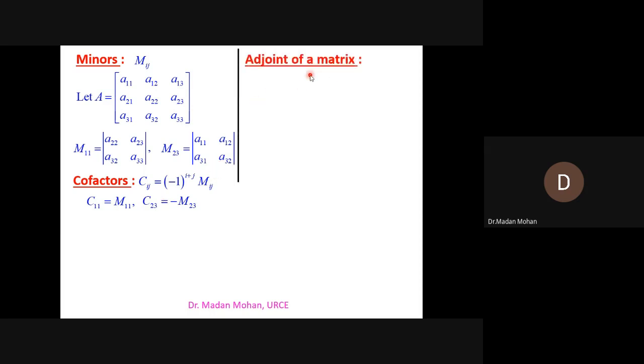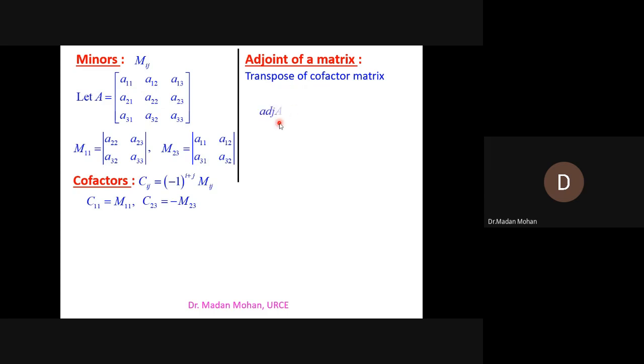adjoint of a matrix. It is another operation. Input A, output a new matrix. Adjoint of a matrix is nothing but the transpose of the cofactor matrix. Suppose this matrix A is given. Transpose of a matrix, conjugate of a matrix, conjugate transpose of a matrix, adjoint of a matrix: these are the operations. Here A is the input. The output is the adjoint of this matrix, another matrix, that is nothing but the transpose of the cofactor matrix.